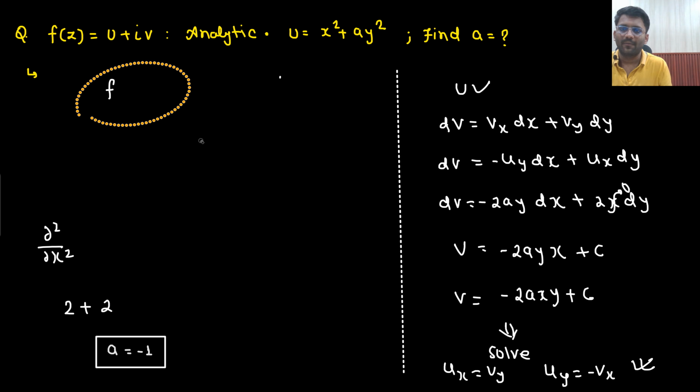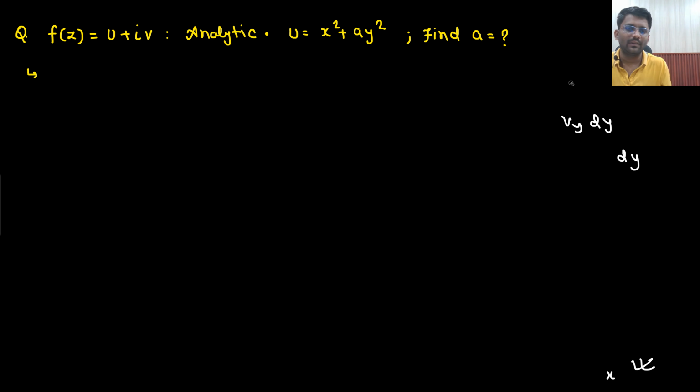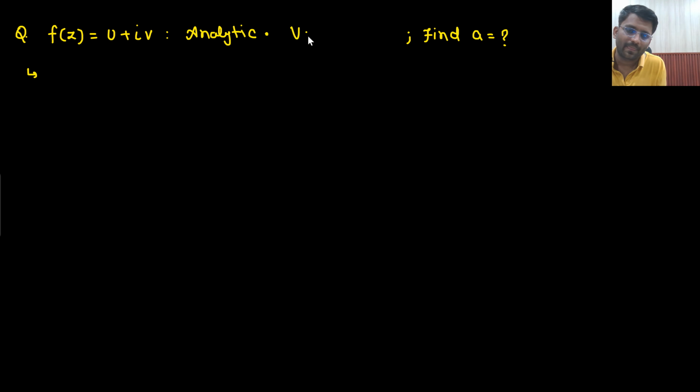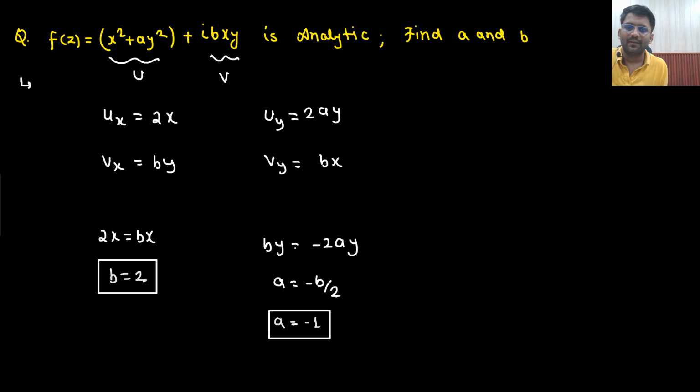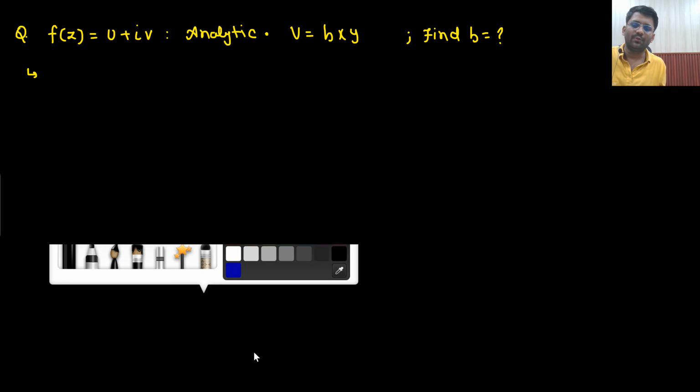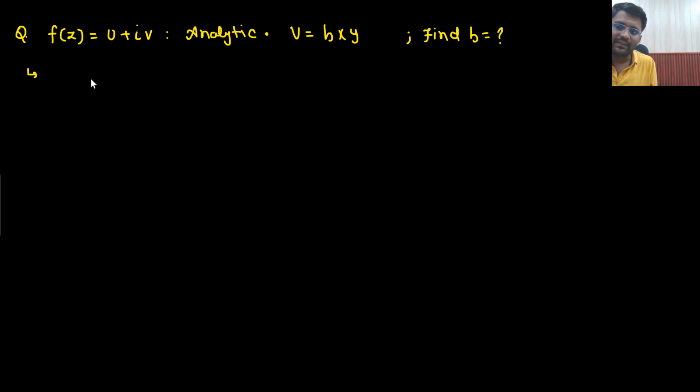This time, what did they give? This time they gave the value of v here. They gave the value of v, which was bxy, and they asked you the value of b now. What is the value of b? Find b. Then what did you think? That, sir, f of z is analytic. If f of z is analytic, then what will I do? Then I will do del square v equals to 0. Now you tried finding del square v. What are you getting?